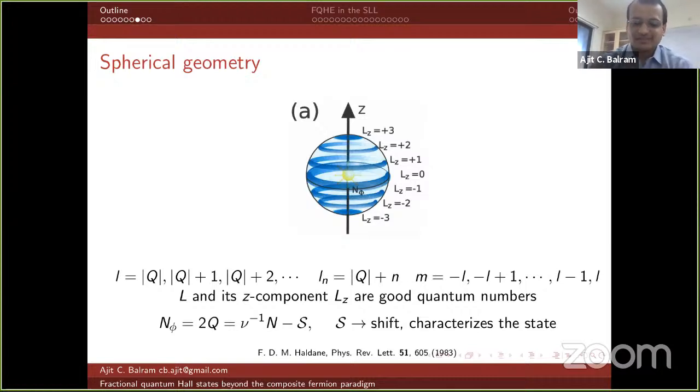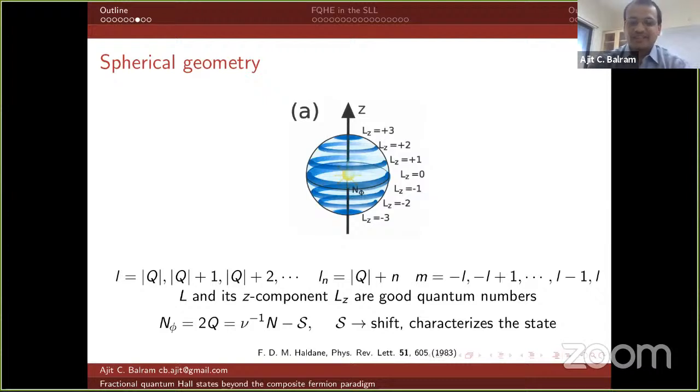So how do we construct the spherical geometry? You go to outer space, get hold of a magnetic monopole and place it at the center of a sphere. This generates a radial magnetic field, which is analogous to the perpendicular magnetic field in the planar geometry. Essentially, you take the plane and wrap it around on the surface of the sphere. Appropriate to this geometry, the orbital angular momentum and its z component are good quantum numbers. This is what we use in diagonalizing in a given Hilbert space: fix some L_z and then look at what states you end up with.